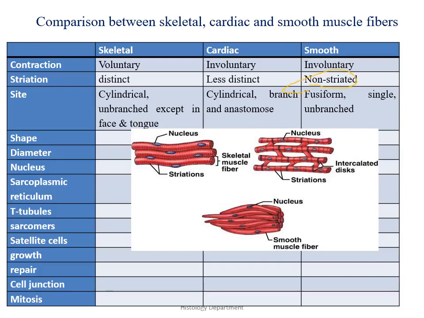Where is the site of the skeletal muscle? In any muscles bound to the skeleton, also in the face and the tongue. Where is the site of the cardiac muscle? In the wall of the heart and the origin of the big vessels. Where is the site of the smooth muscle? In the wall of the GIT. The shape, diameter, nucleus, and T tubules are all points of comparison, very important between the 3 types of muscle.